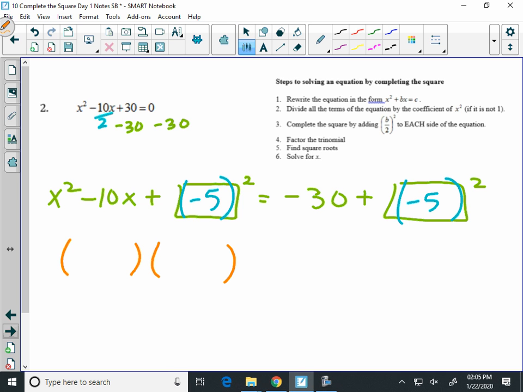How do we fill in our parentheses? What are they going to look like? X is in the front. What's going to go in the back? Negative 5. We have 2 negative 5s. We divided a negative 10 by 2, so it's a negative 5. Negative 5 goes into the parentheses. Pay attention to that. That's the biggest thing I see. Not the end of the world if you do it, but it's not right.